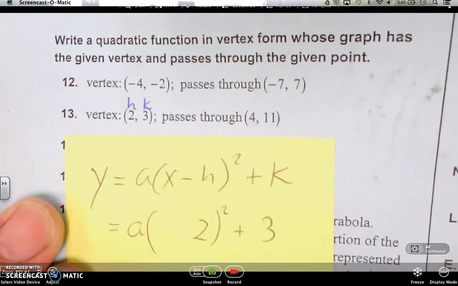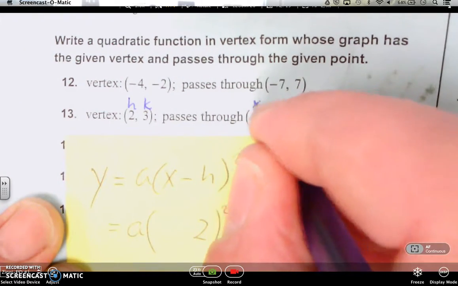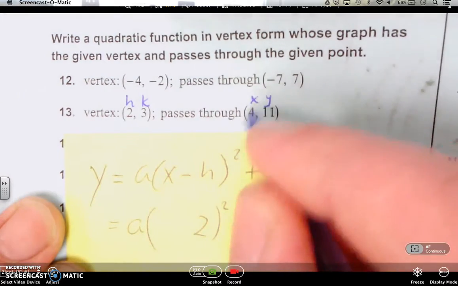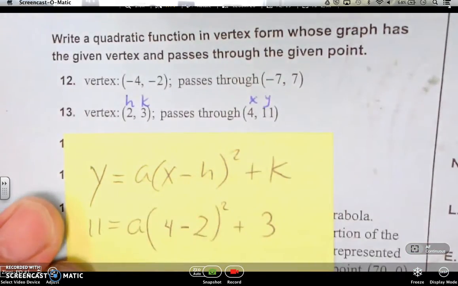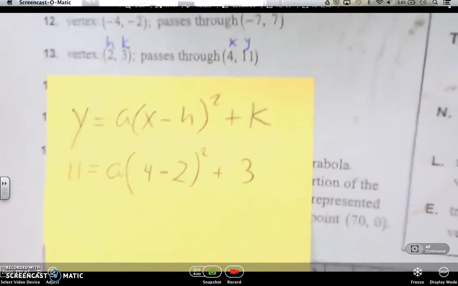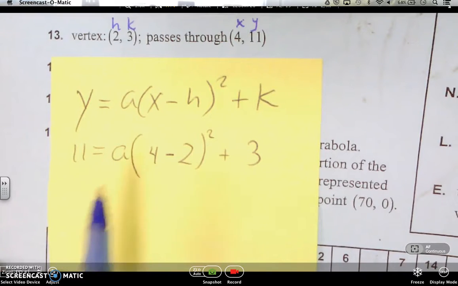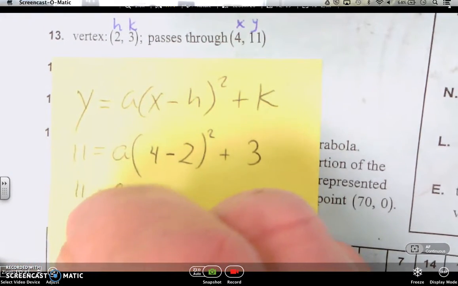All right. What about this 4 and this 11? Where'd those go? Well, that's just some random point, and any point has an X and Y coordinate. So the 4 is going to go in here, and the 11 is going to go over here. Now that we plug this in, let's go back here, right there. Now the only variable left is A. So we've got to solve for A. The rest of this junk, just order of operations. Just go through and simplify.